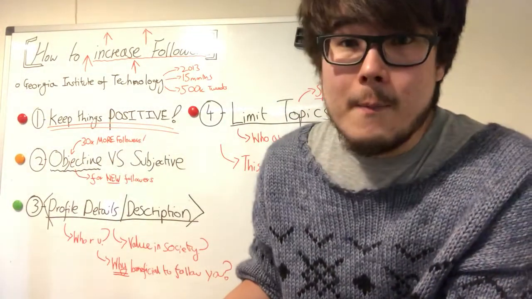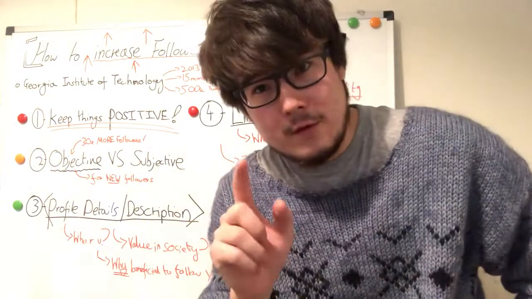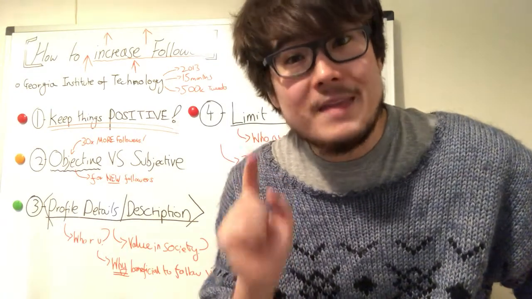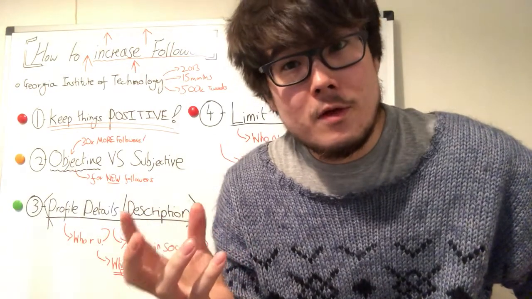The first one being make sure to keep things positive. So they saw the biggest reason for the decrease in the number of followers in people's Twitter accounts were if they put negative things on social media. But this is just in terms of perspective.